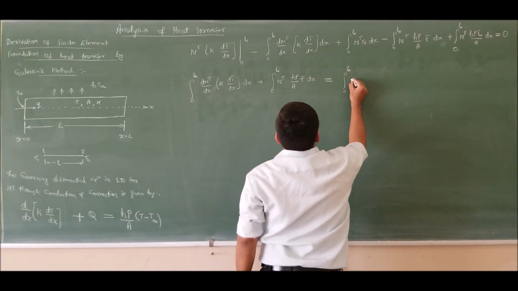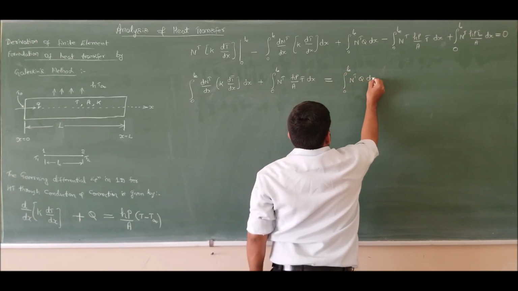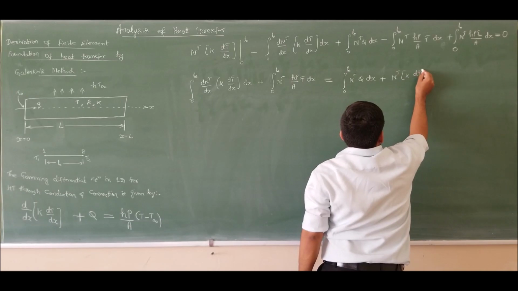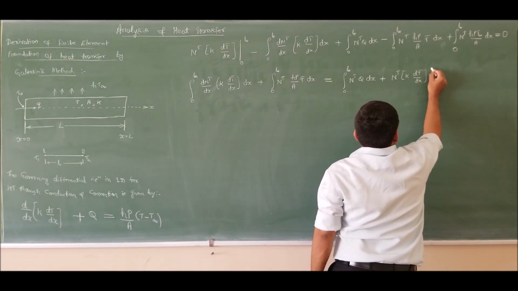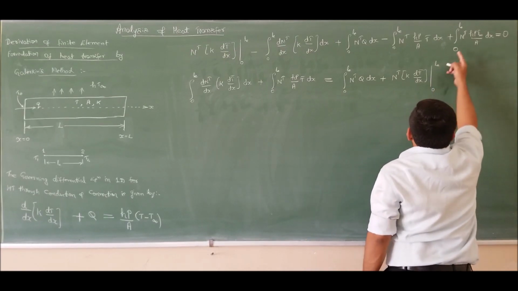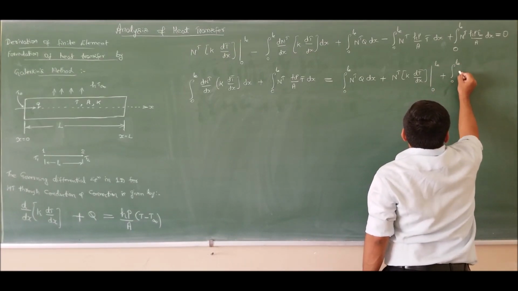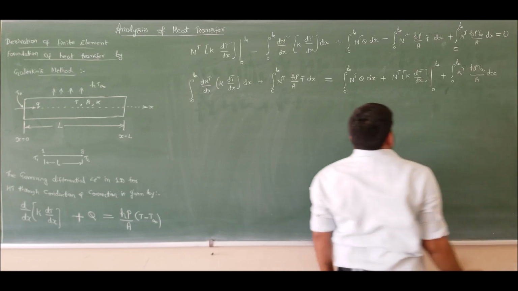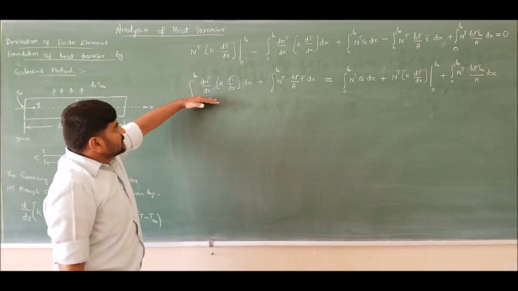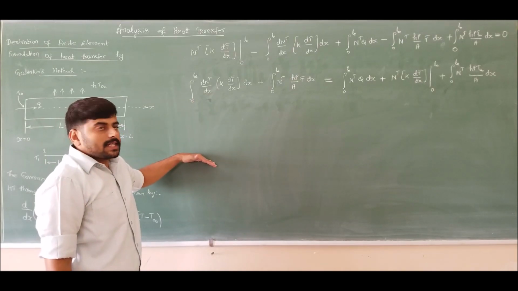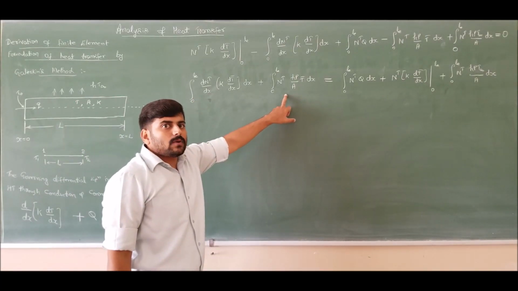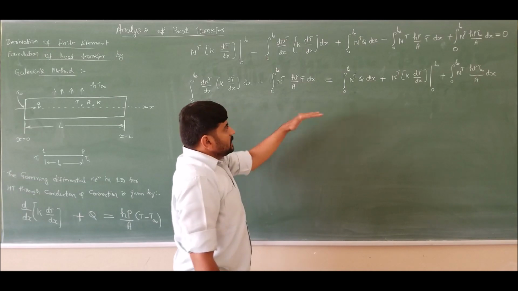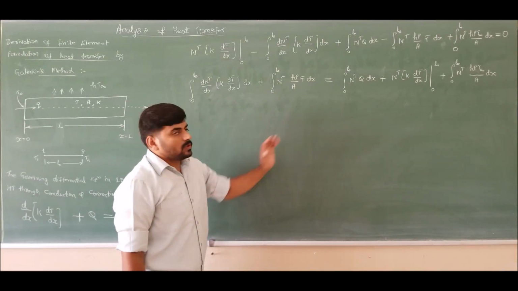integral from 0 to length of the element N transpose q dx plus the first term is N transpose k dT prime by dx, the limit is from 0 to length of the element, and the last term is integral from 0 to length of the element N transpose hP T infinity by A dx. Simplifying this equation, I will get the stiffness matrix for conduction. Simplifying this, I will get the stiffness matrix for convection. Simplifying this, I will get the load vectors. Now simplifying this to the form of the equilibrium equation, that is k into q is equal to f form.